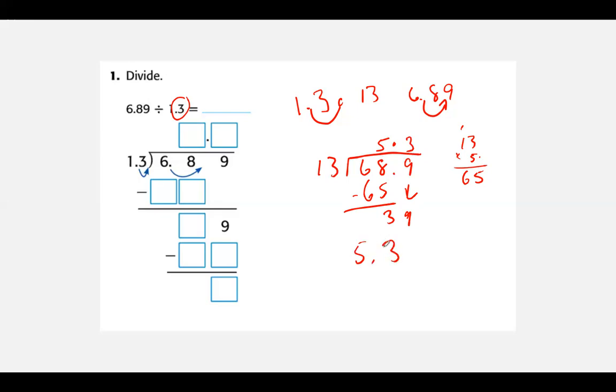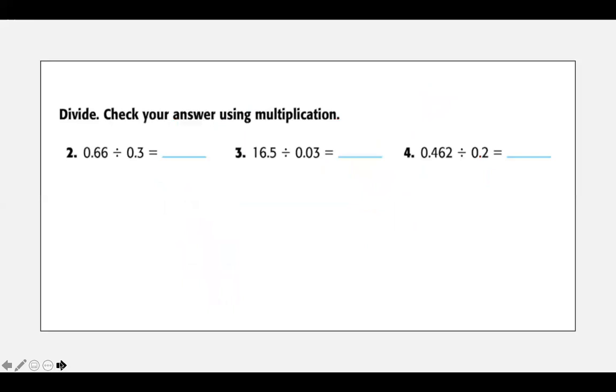Now, if I was to multiply 5 and 3/10 by 13, I would get the 6.89. Okay. Sorry. So you can always check your answer by multiplying. Okay, now let's do some more.